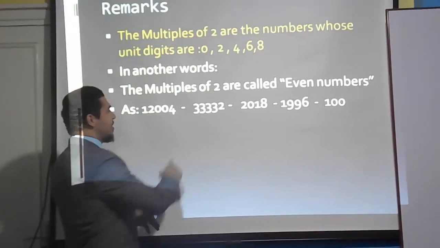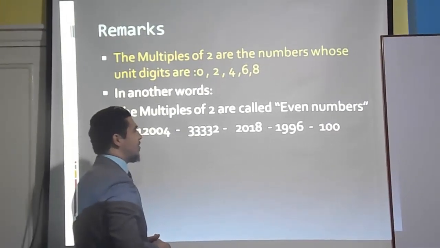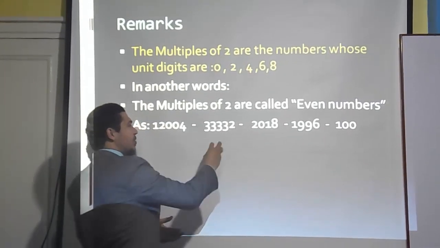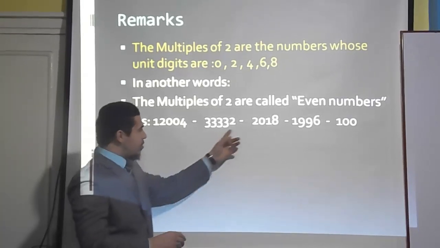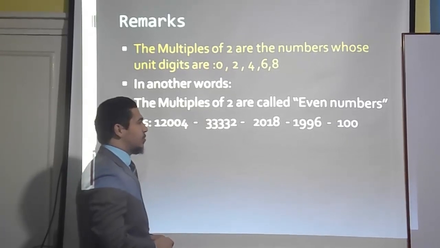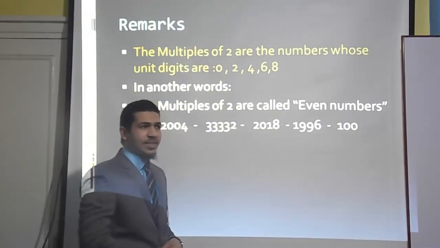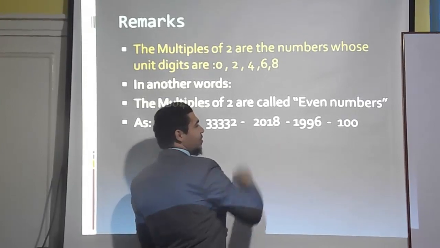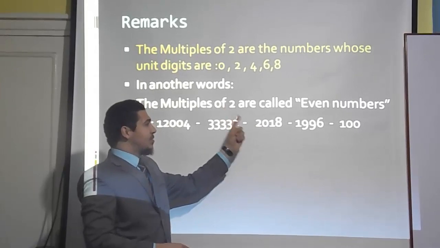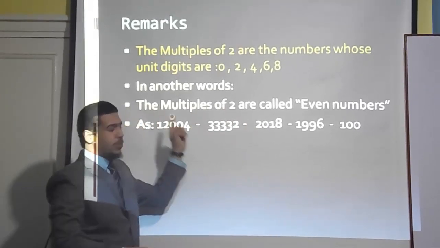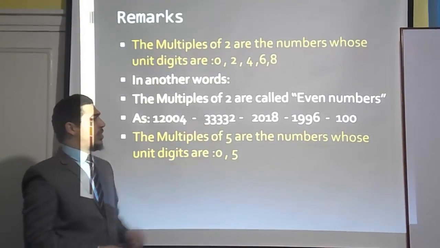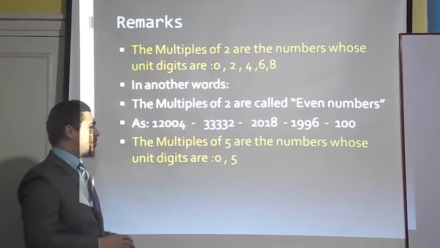The second number is 33,332. We look at the unit place, we find 2 in the unit place. This means the whole number is a multiple of the number 2. Another one, 2018. We look at the unit place, and we find that the unit place is 8. This means 2018 is a multiple of the number 2. All of these are called even numbers. Now let's speak about the second remark.